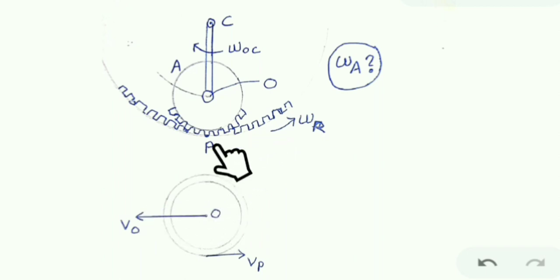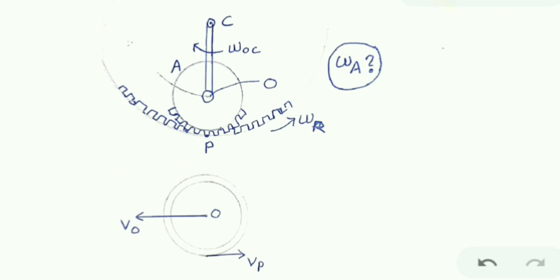But then the rack is moving in this direction. So at the touching point, where would the velocity be directed? See here, VP. The VP is directed in this direction, in the direction of the angular velocity of the rack. Two things done: we have shown the directions of two velocities. VO is perpendicular to the OC link. That is clear.